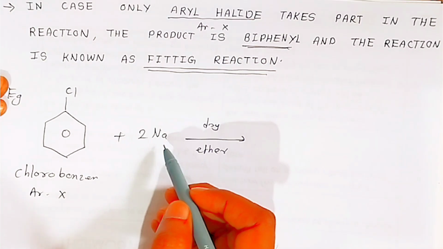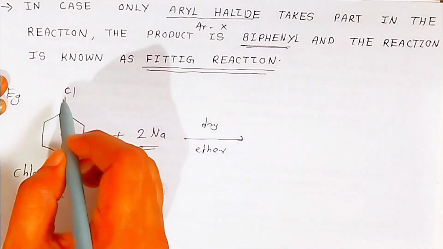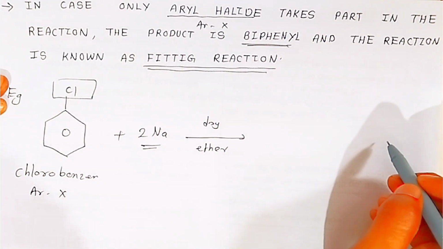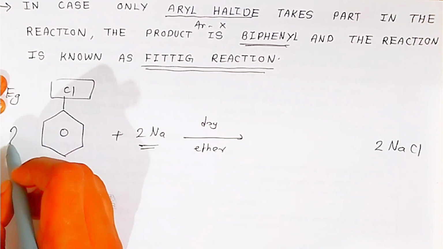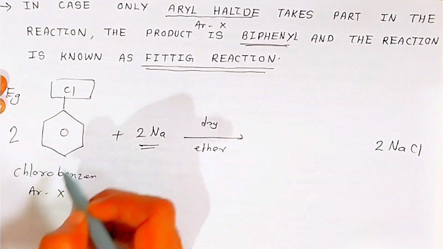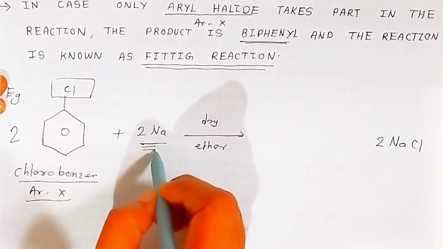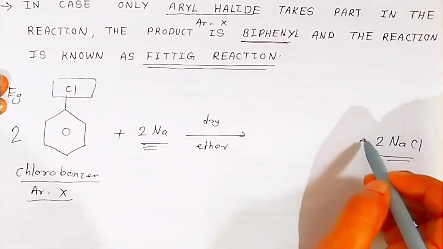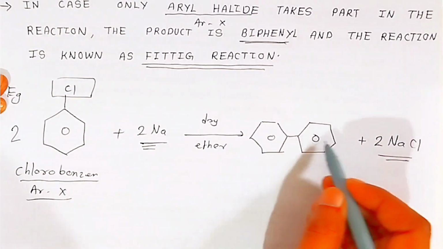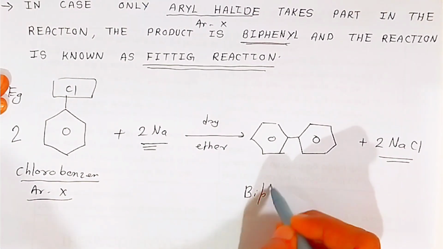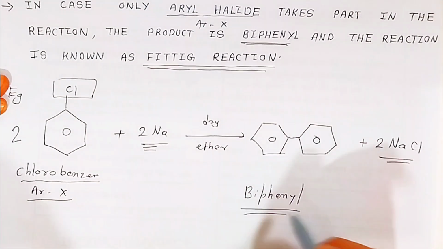Now what happens, students? This sodium will react with the halide and it will form 2 molecules of sodium chloride. Now we have to fill the valencies. So this way, students, the 2 molecules of chlorobenzene react with 2 atoms of sodium and form sodium chloride, and you will find 2 benzene rings attached like this. 2 phenyl groups, that we call biphenyl. So this way, students, you have got biphenyl as a compound.